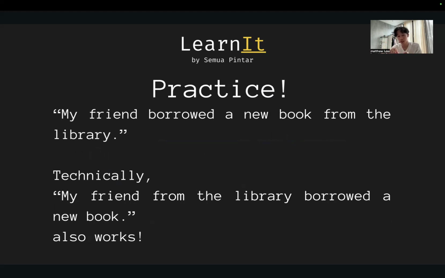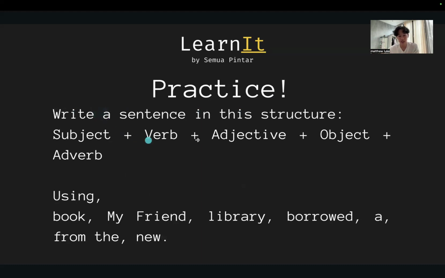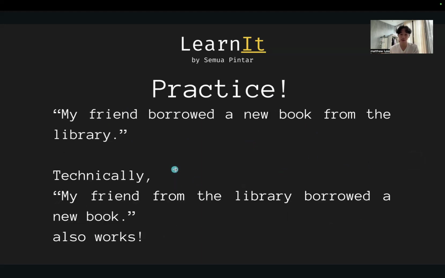Now, I put a bit over there at the bottom about technically, right? Because technically the sentence "my friend from the library borrowed a new book" also works, because from the library can describe where you met a friend, right? So that becomes an adverb in and of itself. However, as I specifically said that you need to format it in this form, which is subject, verb, adjective, object, and adverb, there is no need to describe the friend itself. So this in this question would be wrong.